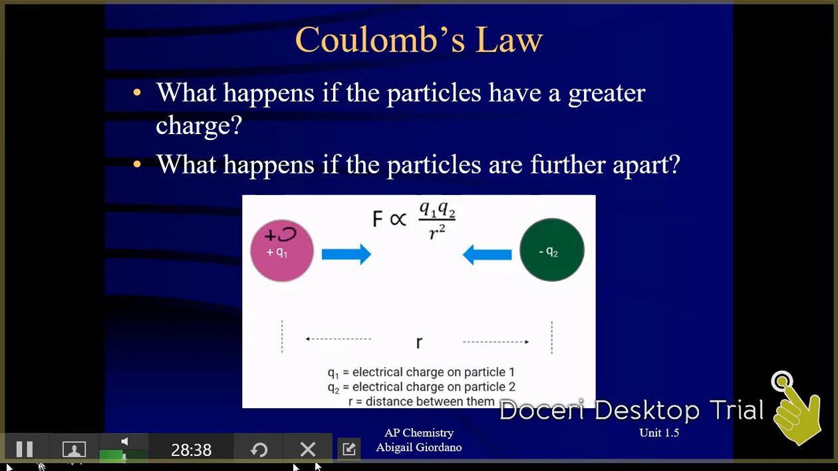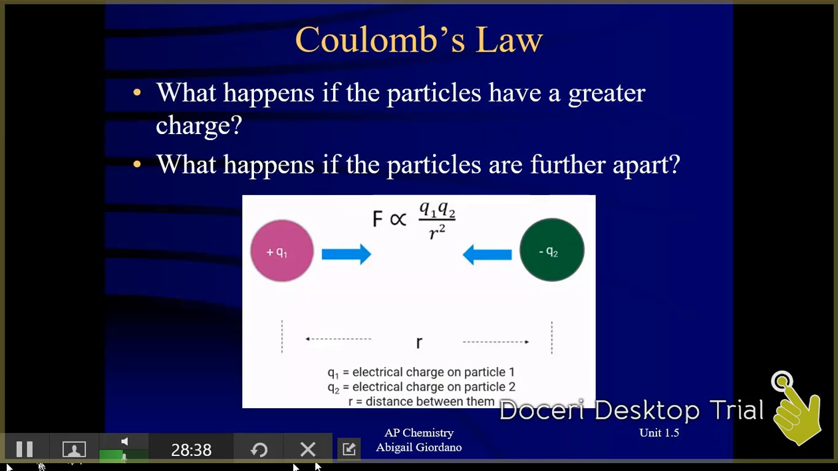Okay, so let's say these 2 particles are not just +1 and -1, but let's say +2 and -3. You don't have to change both of them, but the point is, if these quantities are bigger, that's going to make the magnitude of the force bigger as well. So since these are oppositely charged particles, the greater the charge, the higher that number is on both sides, the stronger that attraction will be. Okay, so that's the first thing to consider.